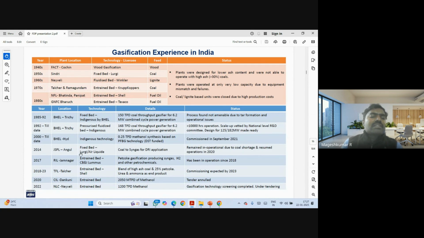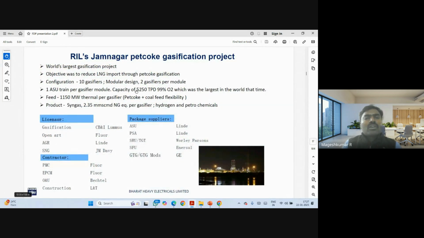In case of this, the proven commercial design had been taken, and in that, they are washing the coal and using it for the operation. With respect to Jamnagar, again it is an entrained bed, another design. Totally, there are 3 technologies that I will discuss in later slides. This is with respect to the RIL Jamnagar petcoke gasification plant. What is the technology? What is the licensor? Who is the contractor? That has been mentioned over here.